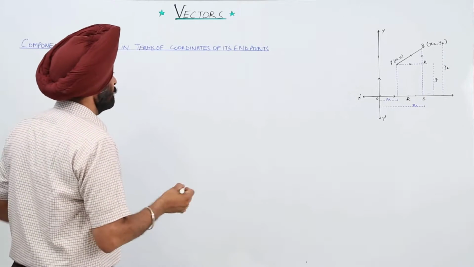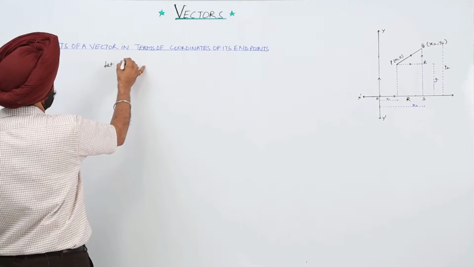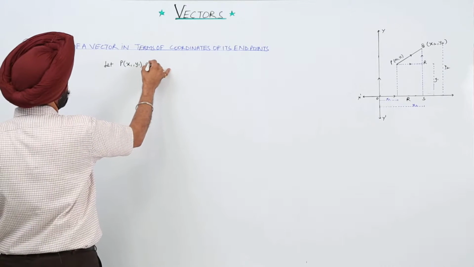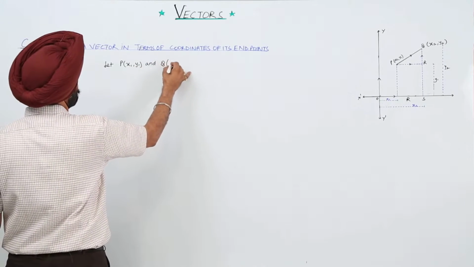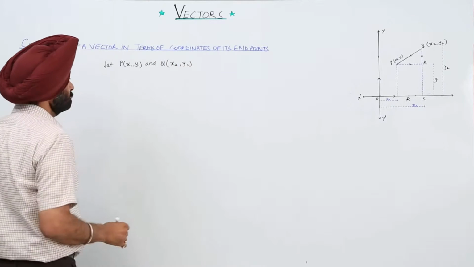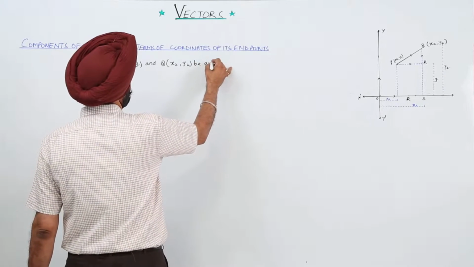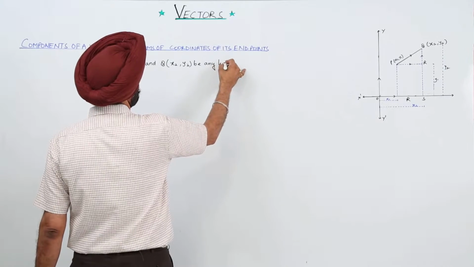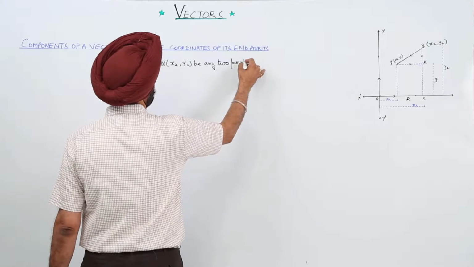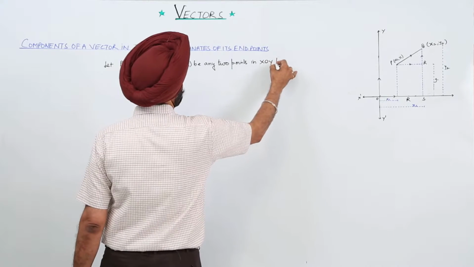Now let P with coordinates x1 y1 and Q with coordinates x2 y2 be any 2 points in the XOY plane.